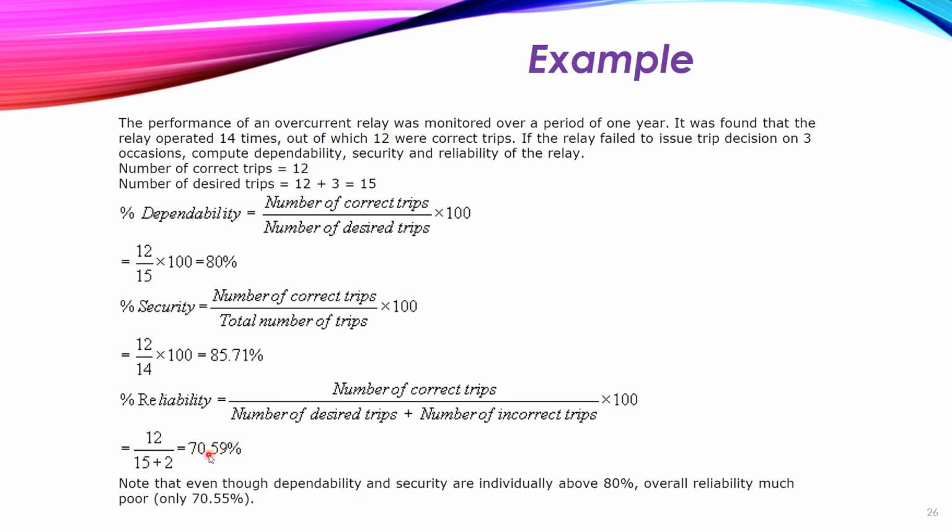70.59%. So you will find that the dependability is 80% and the security is 85%, which is above 80%, representing good values. However, the overall reliability is 70%, which means that this relay has a poor reliability. It is not reliable because it has a low reliability here, less than 80%.